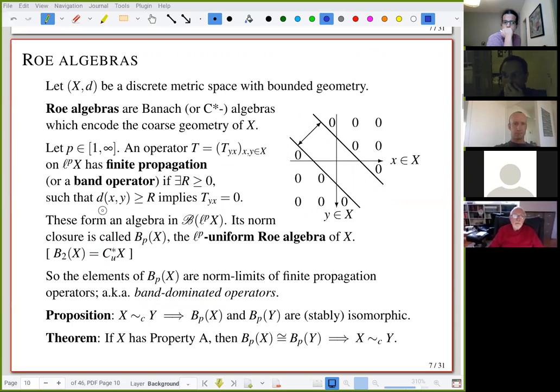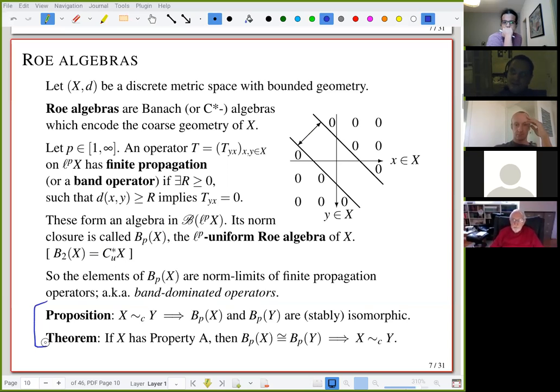So how? Well, here's a demonstration of this kind of connection to coarse geometry. It turns out that if two spaces X and Y are coarsely equivalent, then the corresponding operator algebras are not quite isomorphic, but they are at least stably isomorphic. So if you tensor with compacts, they become isomorphic. So at least one way it works. So the operator algebras or their K-theory is a coarse invariant. It depends only on the coarse geometry of the space.